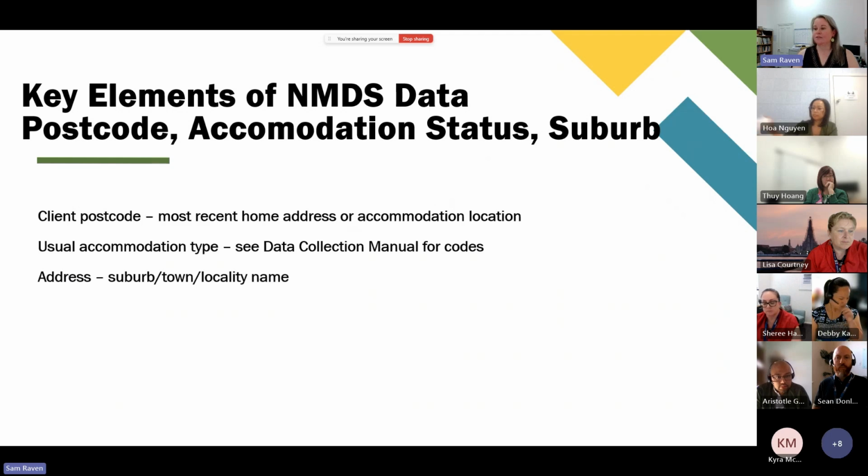And then it does ask for a suburb or a town or locality name, just as close as you can get in terms of accuracy. That's good. Sometimes people, particularly if they're rough sleeping, are a bit vague about where their accommodation has been, or if they've been staying with a number of friends or mates. That can be tricky, but just getting, you know, as accurate as you possibly can is good.